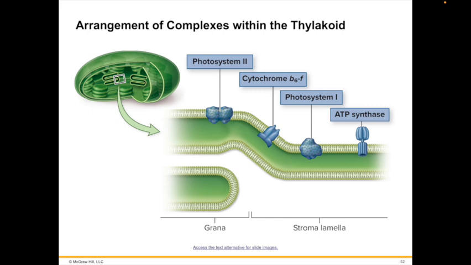And that's how the complexes are arranged: photosystem 2, cytochrome b6f, photosystem 1, and then ATP synthase. It is not random.